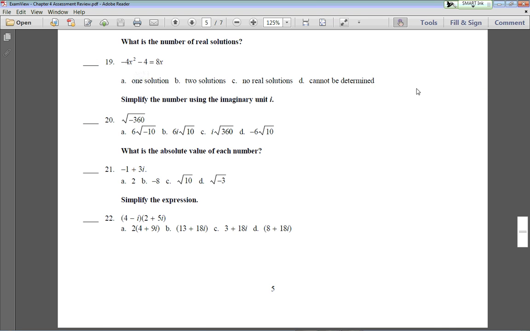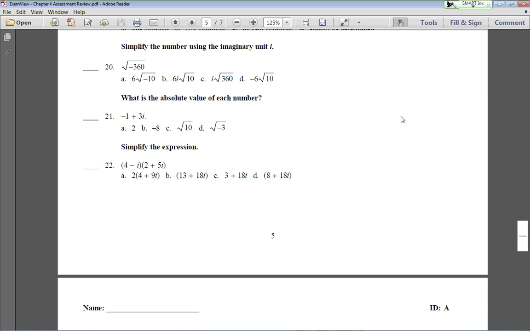Moving right along. Number 20, we're almost done. Simplify the number using the imaginary unit i. Anytime you see a negative underneath a radical, go ahead and pull out the i. So make this i times the square root of 360. Is that simplest terms? No.